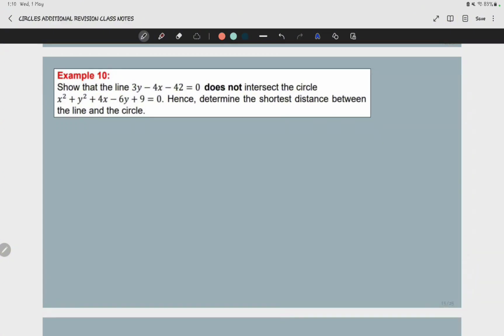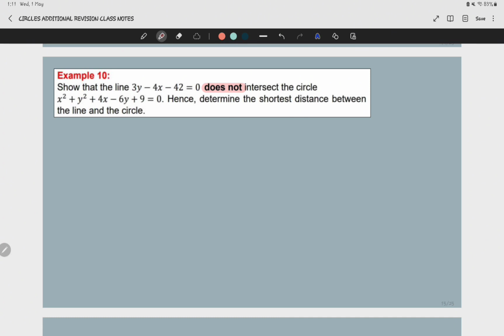Alright, so for the next example 10, I think it's the last example. Show that the line does not intersect the circle. Whenever we mention does not, you just solve simultaneously as usual. But in your final answer, you press your calculator and you will notice that you get an imaginary number, a complex number with the i symbol. That would prove that x is undefined, therefore there is no intersection between that straight line and the circle. Now the question says, hence determine the shortest distance between the line and the circle.